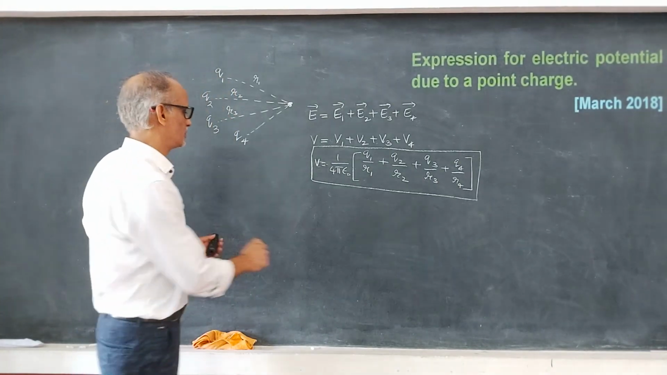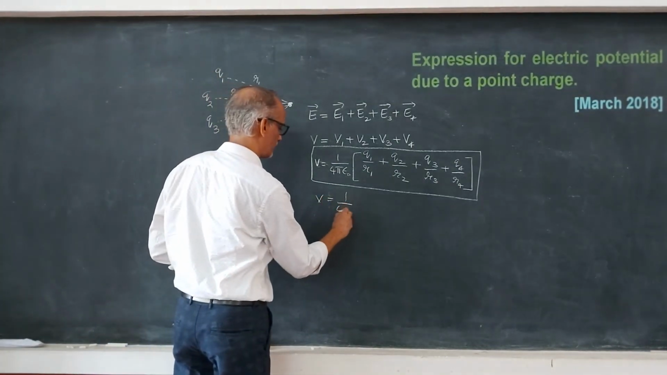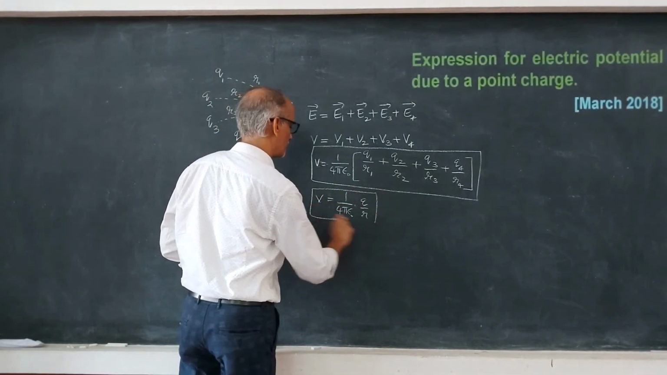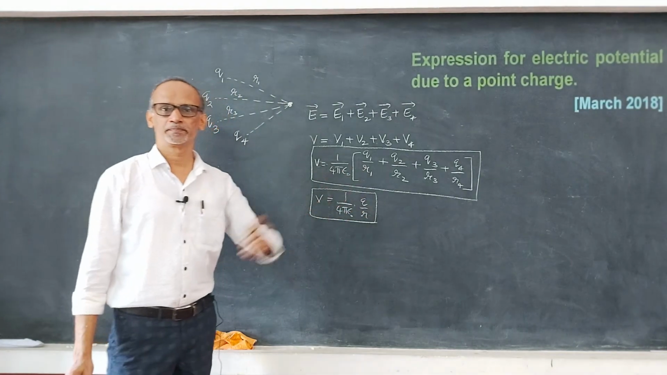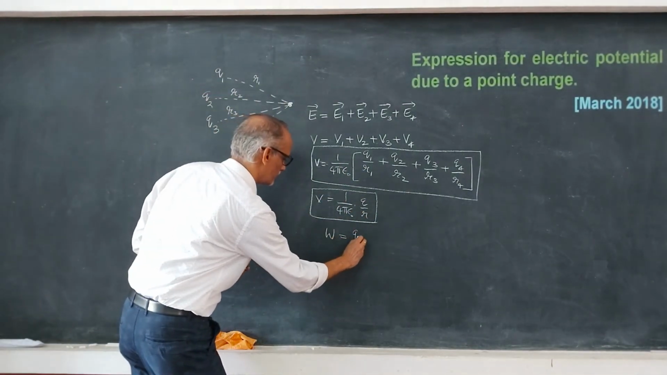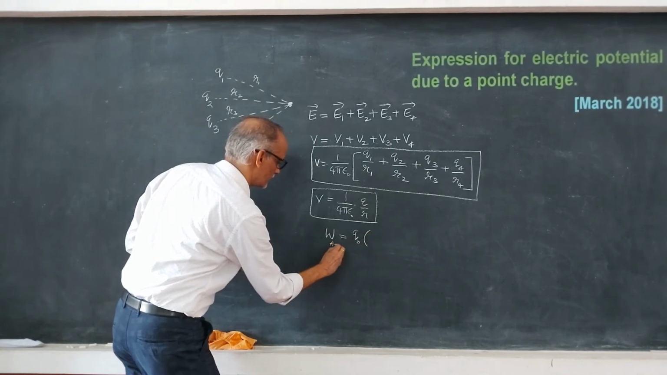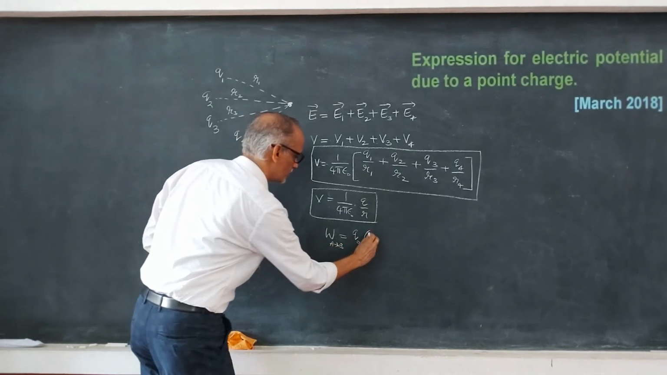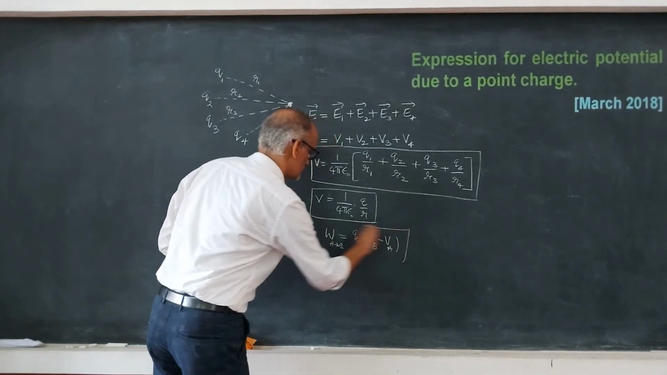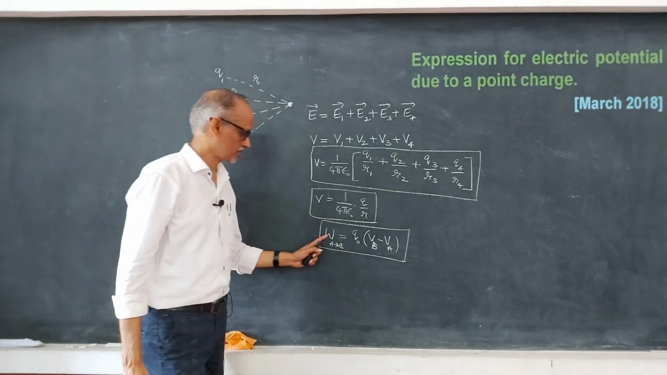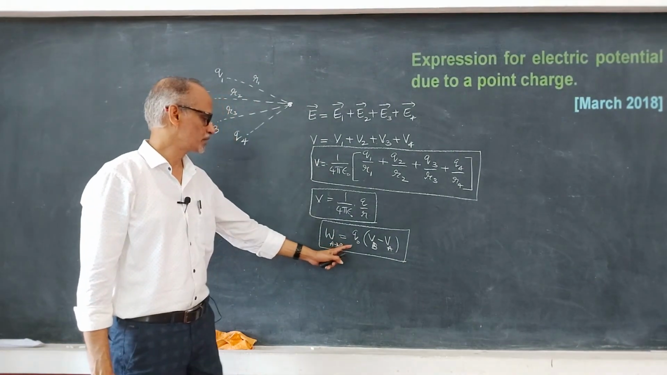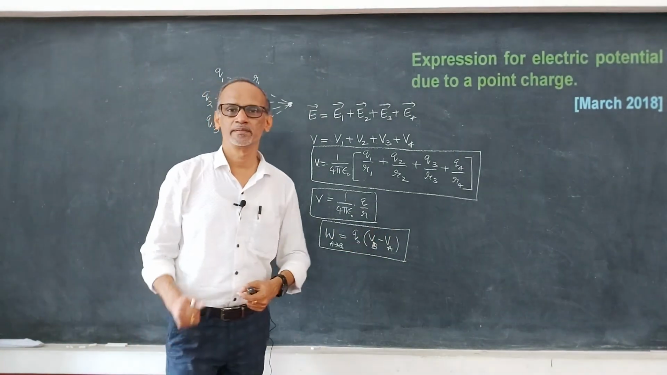For a single charge, we use the equation V is equal to 1 by 4 pi epsilon naught Q by R. But if there are many, then we add them algebraically. And along with this, an important equation is W A to B is equal to q naught into V B minus V A. That is, the work done in moving a charge q naught from A to B is given by q naught into V B minus V A.